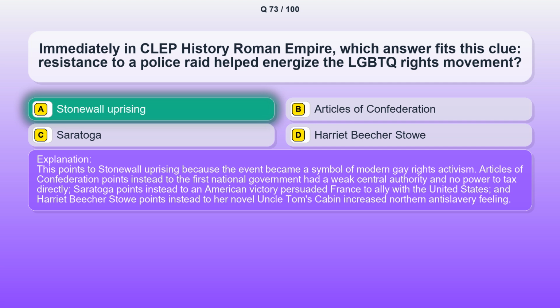This points to Stonewall Uprising because the event became a symbol of modern gay rights activism. Articles of Confederation points instead to the first national government having a weak central authority and no power to tax directly. Saratoga points instead to an American victory that persuaded France to ally with the United States, and Harriet Beecher Stowe points instead to her novel Uncle Tom's Cabin increasing northern anti-slavery feeling.